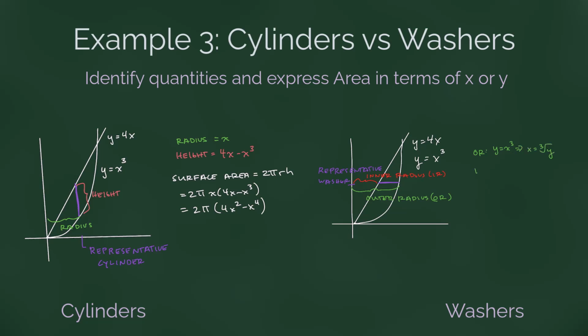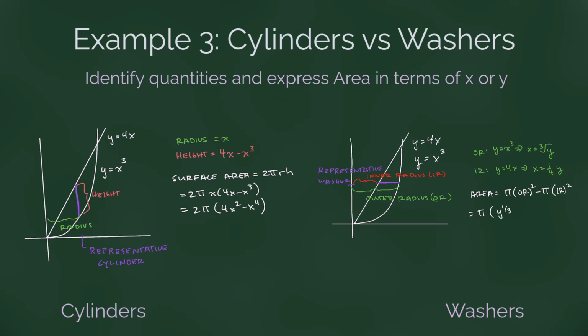So, for our outer radius, y equals x cubed tells us that x is the cube root of y. For our inner radius, y equals 4x gives us that x is 1/4 of y. So now we know that our area of our washer is going to be pi times the outer radius squared minus pi times the inner radius squared.